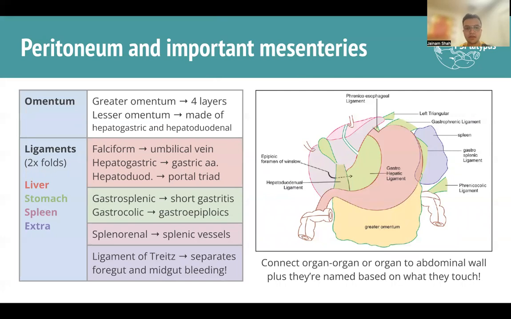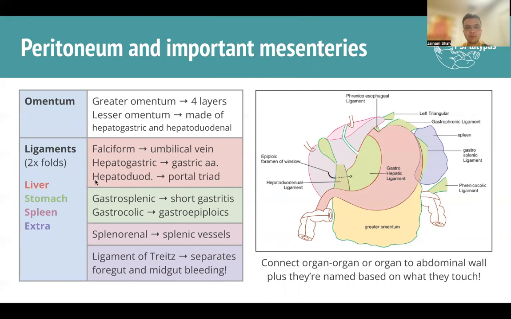And this is mostly going to be on the left-hand side because the spleen is on the left. What would you expect to be there? Well, once we cover the vasculature, you'll realize that the splenic vessels are going to traverse across the splenorenal artery. So it makes sense that it contains those vessels. Same thing with all of these.